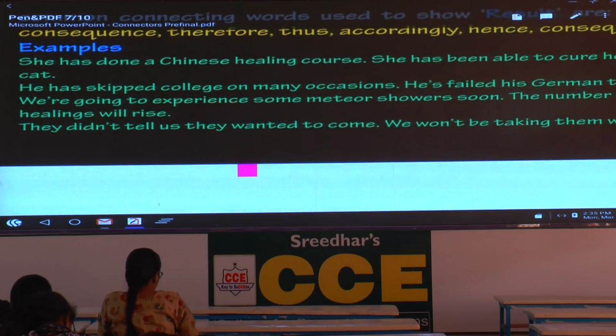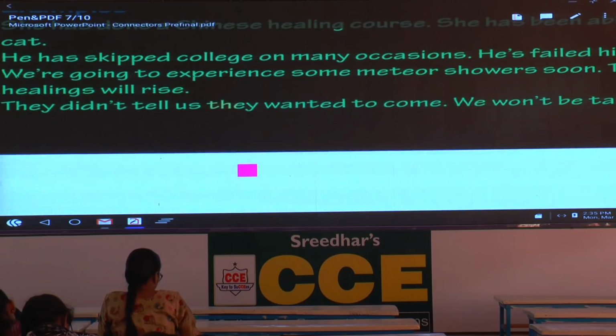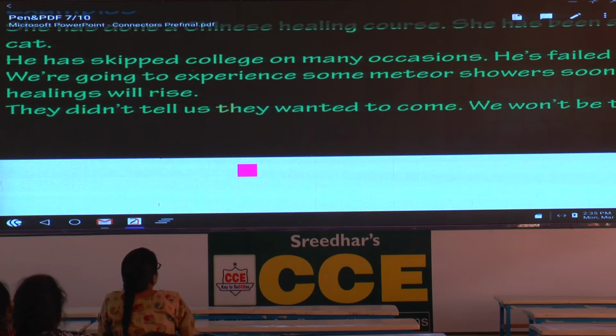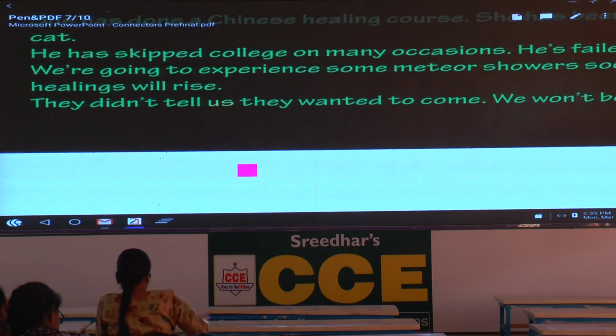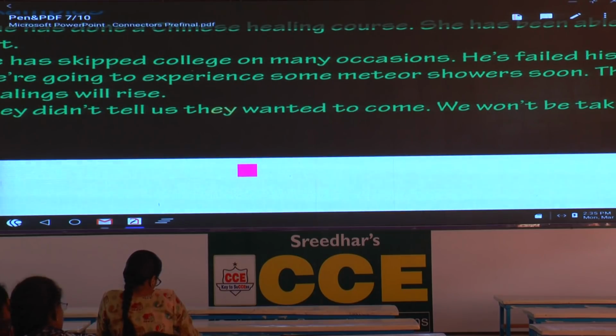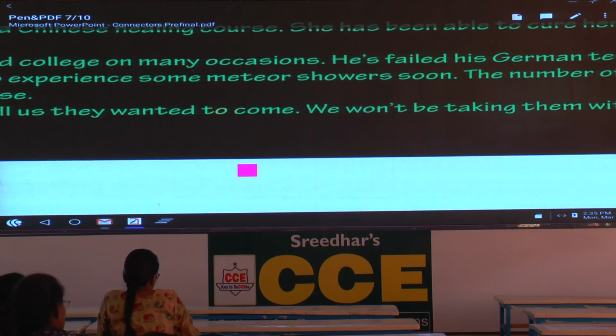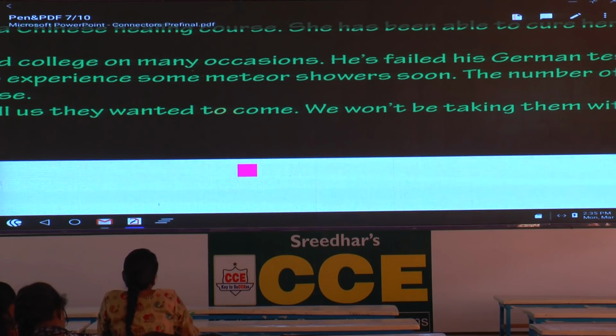We'll see that one later. We are going to experience some meteor showers soon. Does it sound familiar? No, we got this in one of the mock test papers. We are going to experience some meteor showers soon. Have you written that sentence?